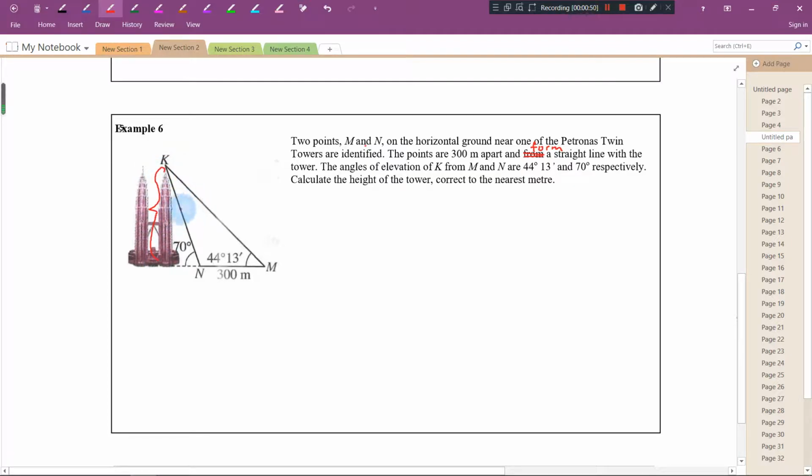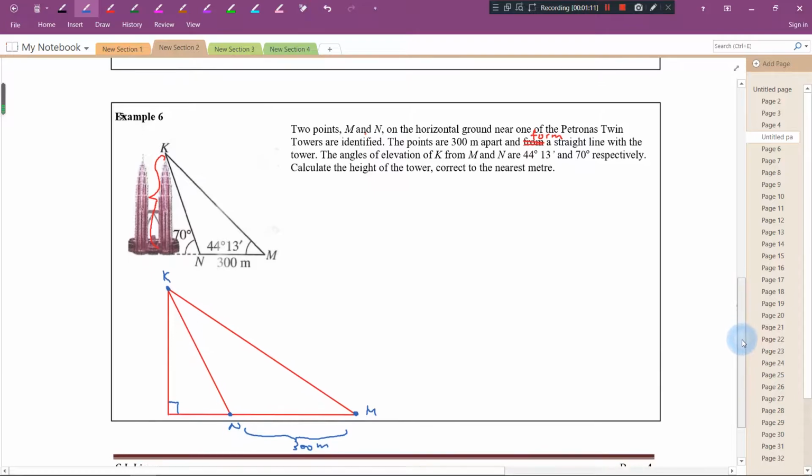Okay, let me draw a diagram for you first. Let's use this diagram to help us solve this question. So this is 90 degrees. This is point K, here is point M, and this is point N. The distance here is 300 meters. Can you see it? The distance here is 300 meters, this angle is 44 degrees 13 minutes, and this angle is 70 degrees. So now let's focus on this triangle first.